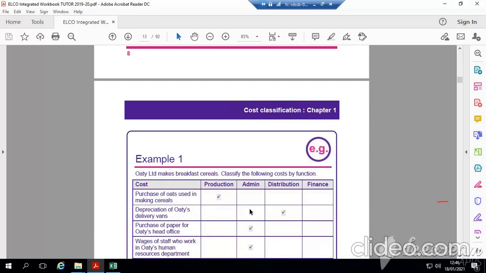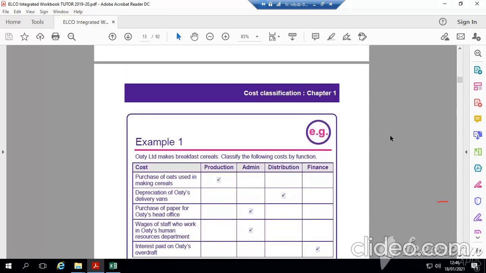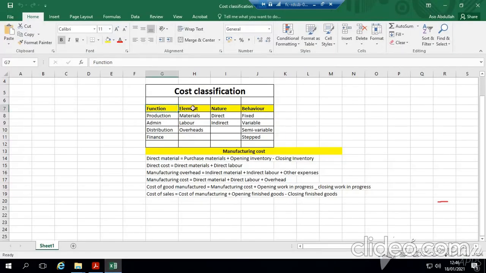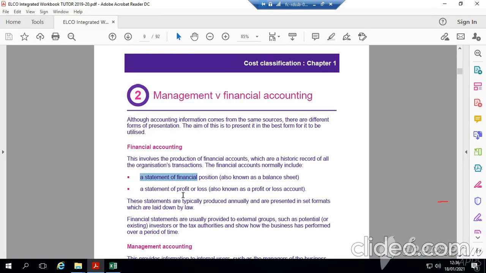So if we're looking at one example, obviously this chapter is mostly about function, element, nature, and behavior. The second statement is the statement of profit and loss. This statement is more focused on the activity of the business, for example, the level of income the business generated and how much the expenses were. So they calculate whether they made a profit or loss for the period.